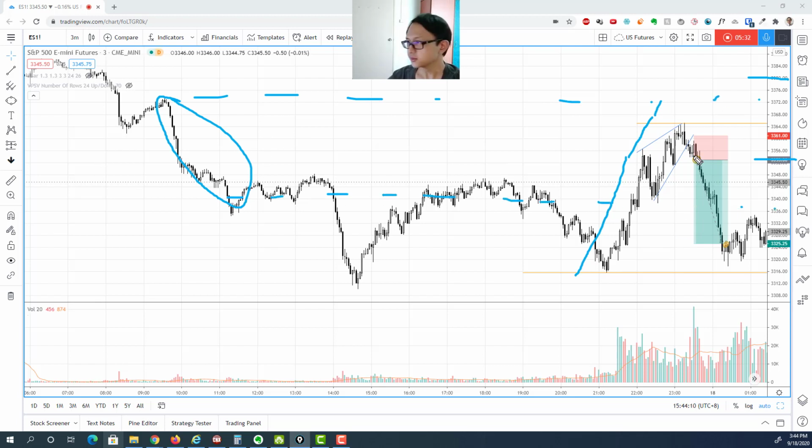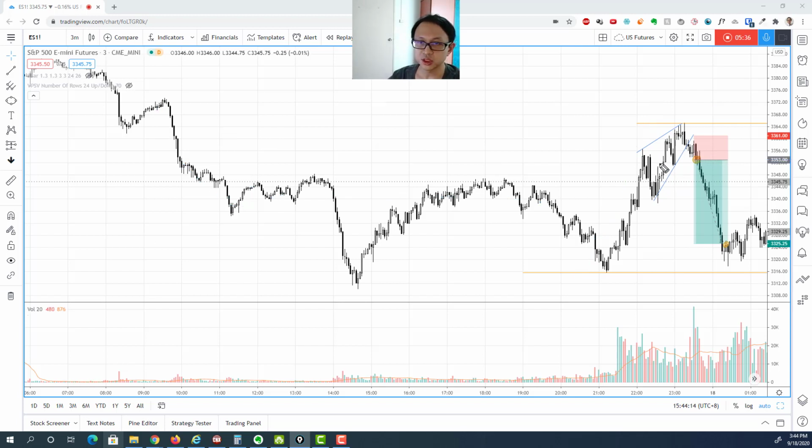You can see that right within the supply zone, we have seen a wedge forming. So there's a rising wedge forming right into the supply zone. And what does it really tell us? What is a rising wedge?